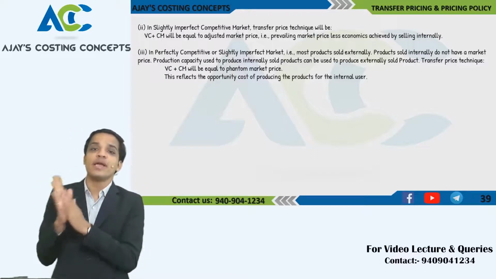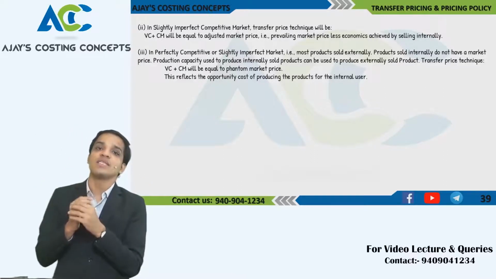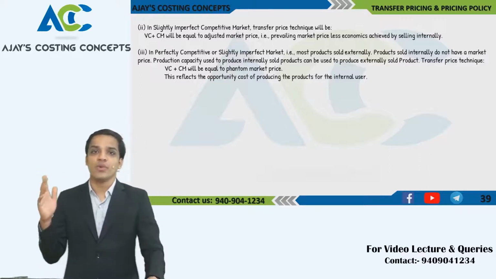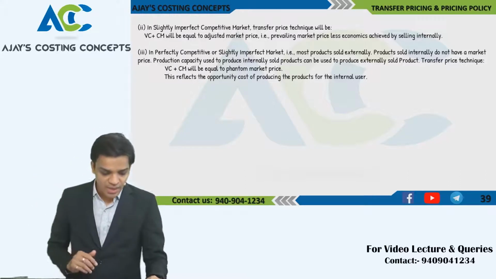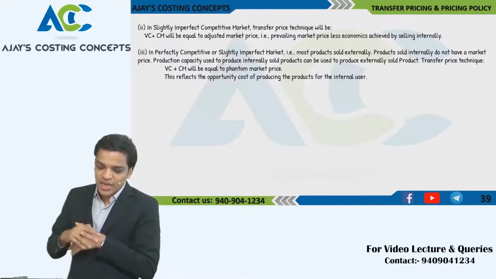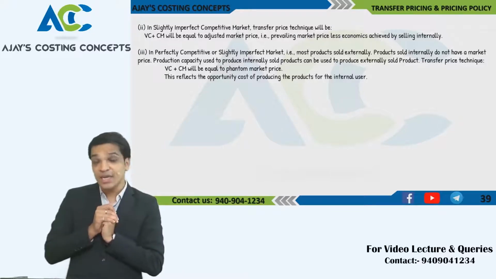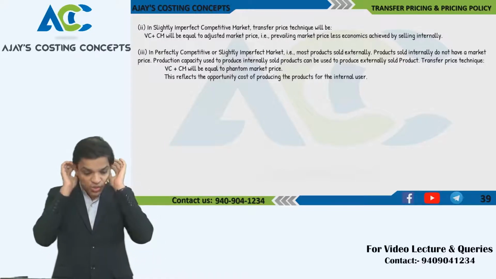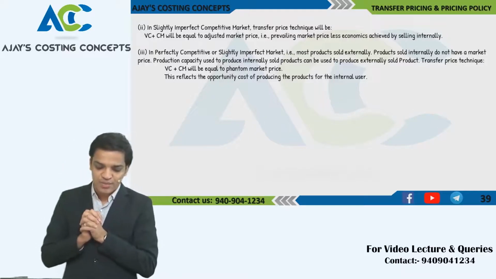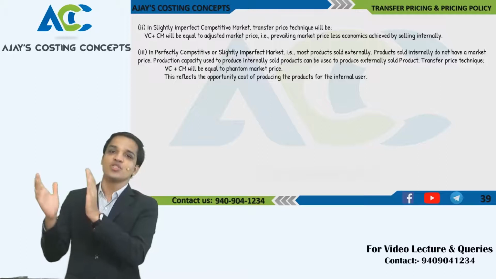But when there is no extra selling cost that you are incurring, you will sell it at 80 plus 40 plus 20, that is 100, what we have. In perfectly competitive or slightly imperfect markets, most products are sold externally. Products sold internally do not have a market price. Production capacity used to produce internally sold product can be used to produce externally sold product.